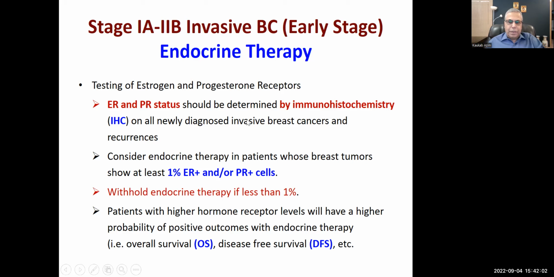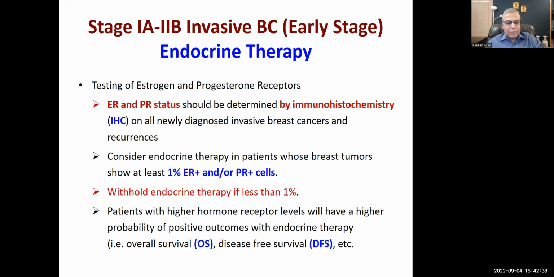Now, if the percentage of these receptors is more than 1%, consider endocrine therapy in patients whose breast tumors are more than 1%. Okay. If they are less than 1%, you don't use endocrine therapy, because obviously every therapy has got its side effect. Now, if the patient has got a lot of hormone receptors, 3%, 4%, 5%, more than that, then the response to the therapy will be even better, right? Then the outcome is going to be much, much better.